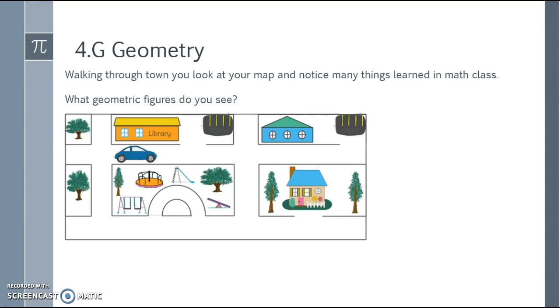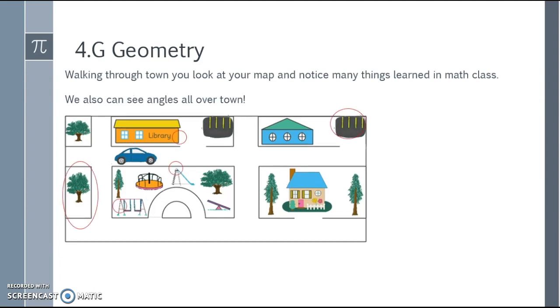I see many things. I see squares, I see semicircles, I see triangles, I see rectangles, I see circles, amongst other things. We can also see angles all over town. So I've circled them in red. And further, we also can see parallel and perpendicular lines. I've circled them as well.